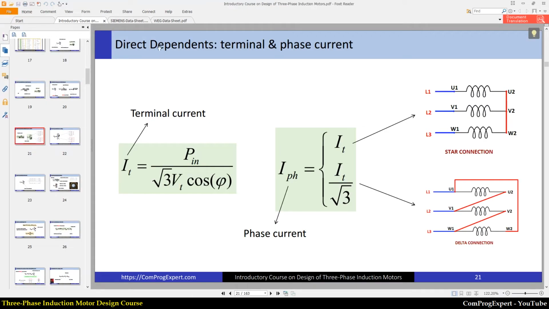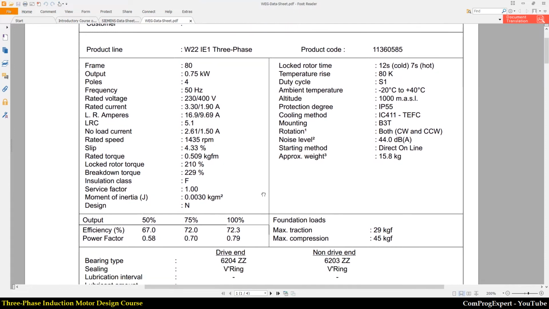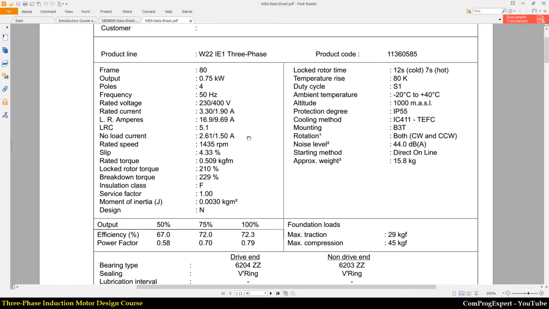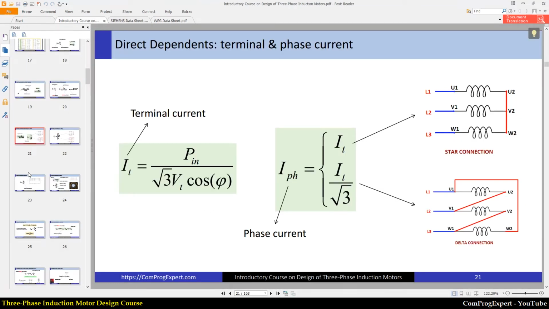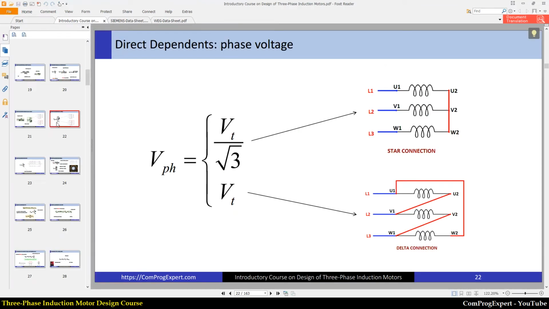So let's check the value of line current for the WEG motor. Here you can see the rated current is equal to 1.9 amps, right? When we supply the motor with 400 volts in a star connection. So now let's calculate other dependent variables.